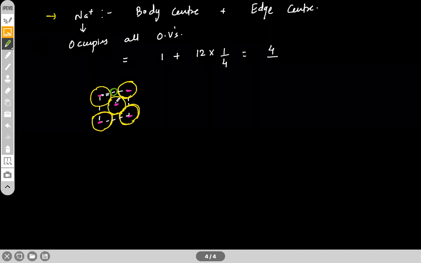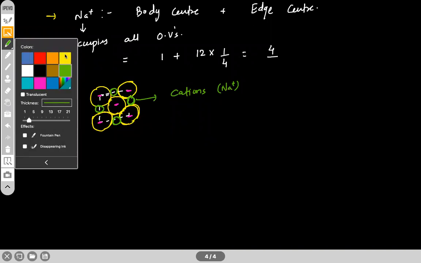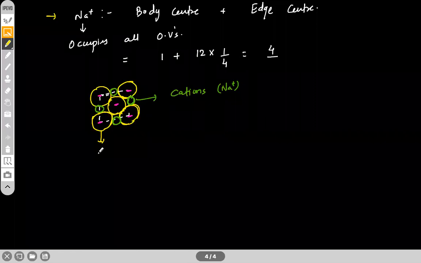And these two are not in contact. You must take care of that. These two are not in contact. It's difficult to draw this here, right? But this is positive, so these green ones are cations, that is Na plus. And Cl minus are the yellow ones, anions.